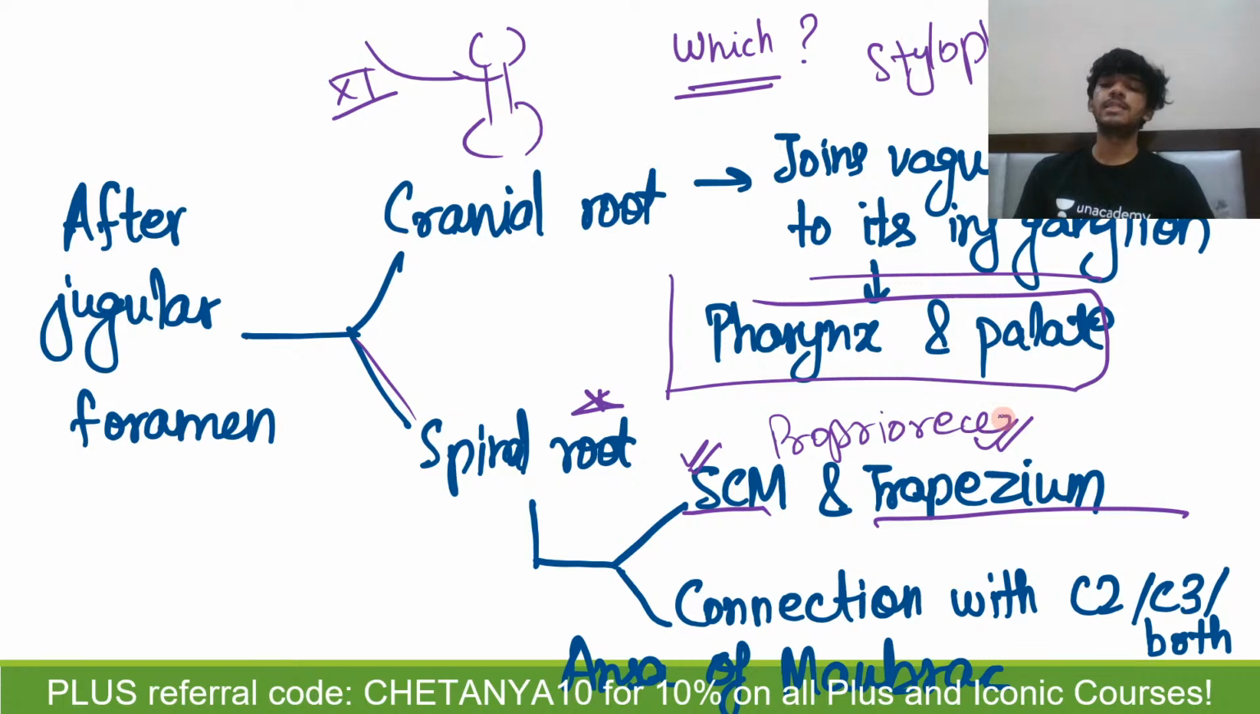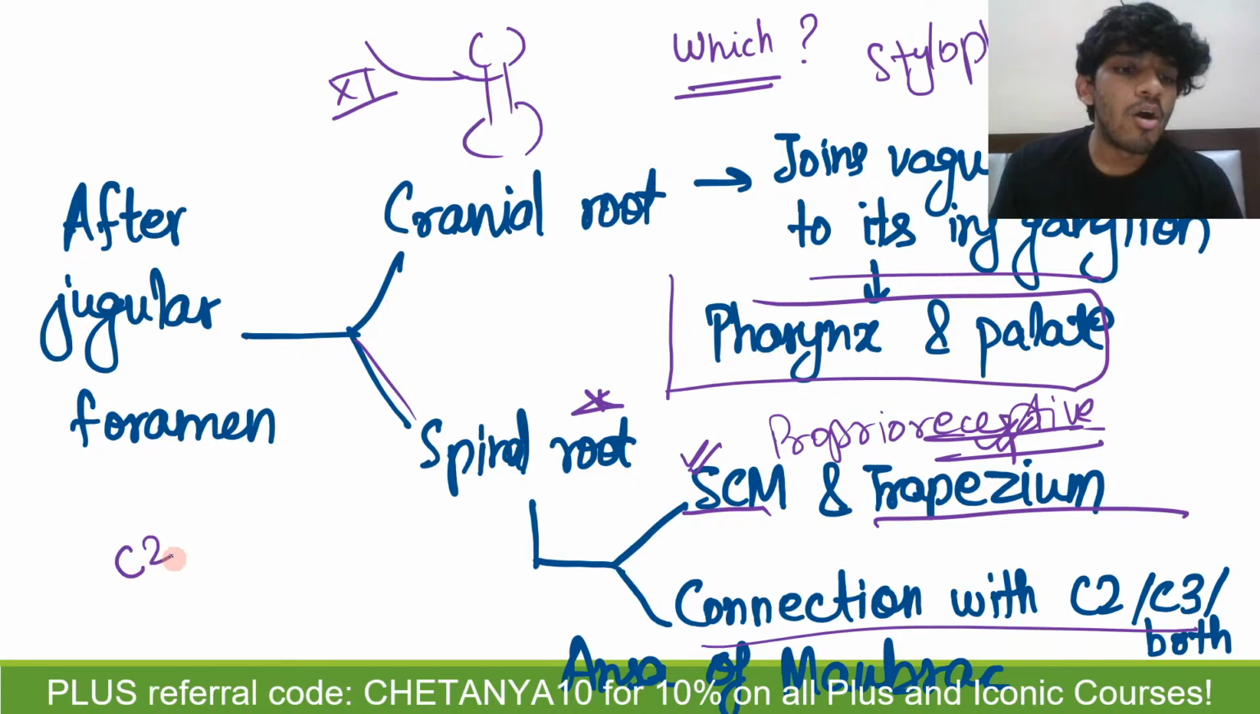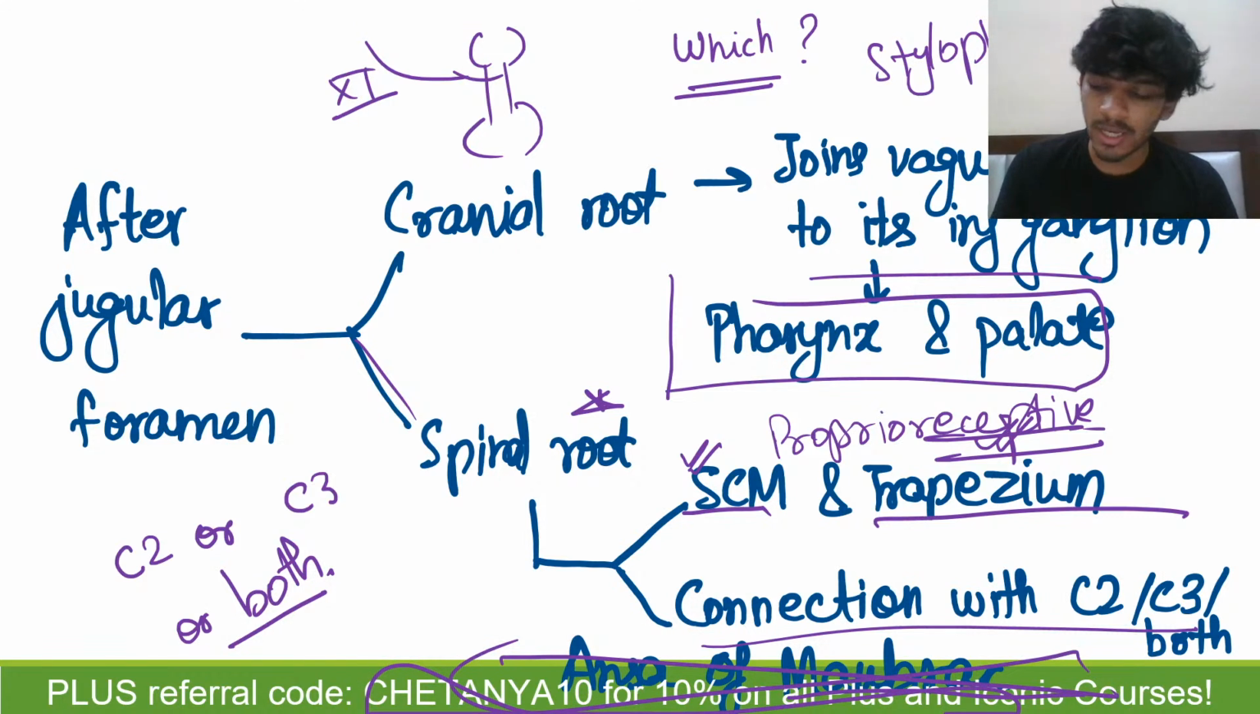C2 C3 and C3 C4. The spinal root of accessory can have a connection with C2, or with C3, or with both C2 and C3. And if it does have that connection, that is known as the ansa of Mowbray. Not important from an exam point of view; I don't think they will ask it in PG entrance in the next one, but I'm not sure.